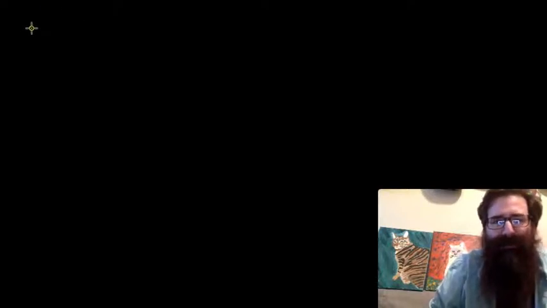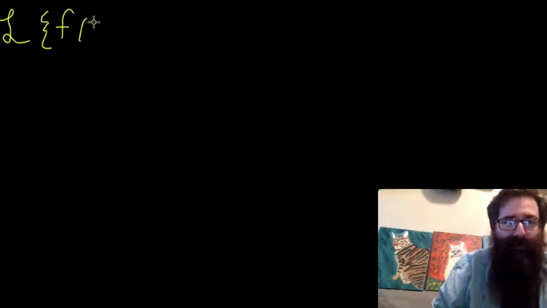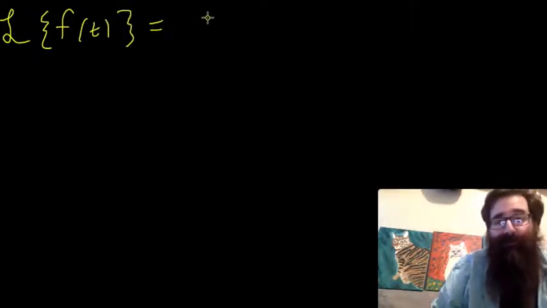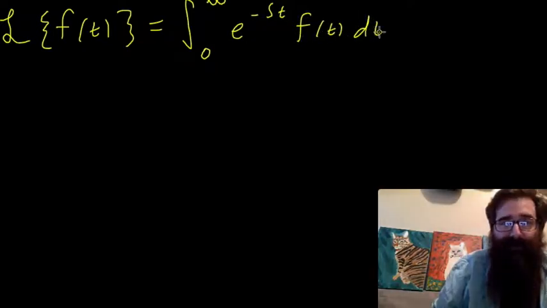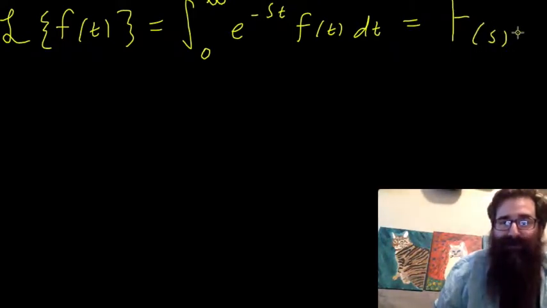I want to talk a little bit about the Laplace transform. So we've been talking about this in lecture quite a bit. We'd say the Laplace transform of some function, f of t, is defined as the following improper integral. We have the integral from 0 to infinity of e to the minus st times f of t dt, and that this gives us out some function, capital F, of variable s.